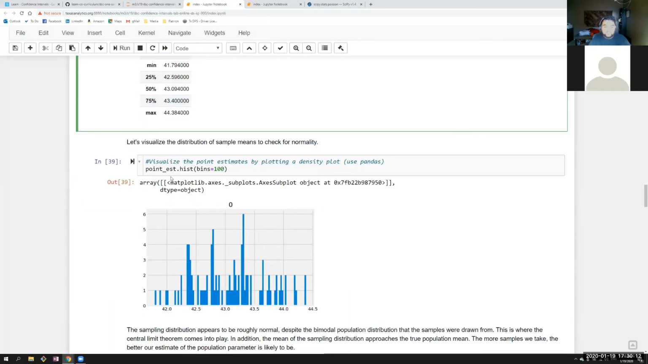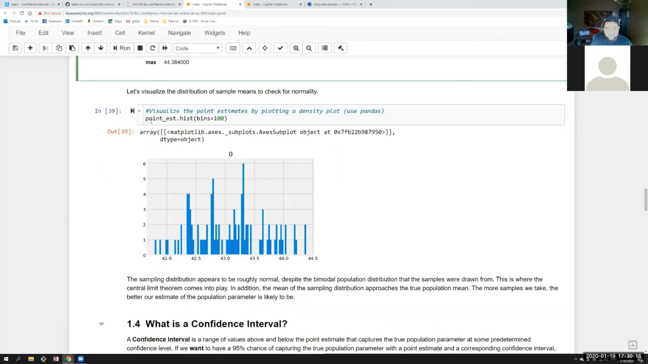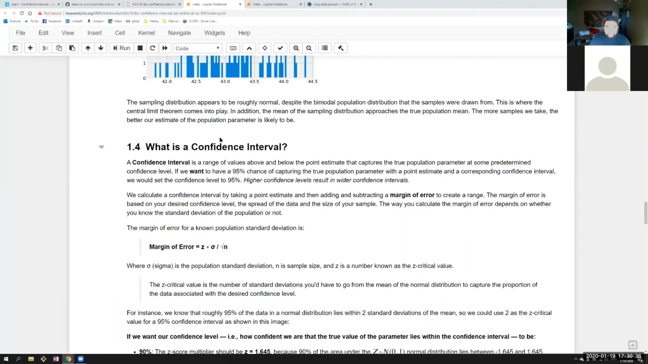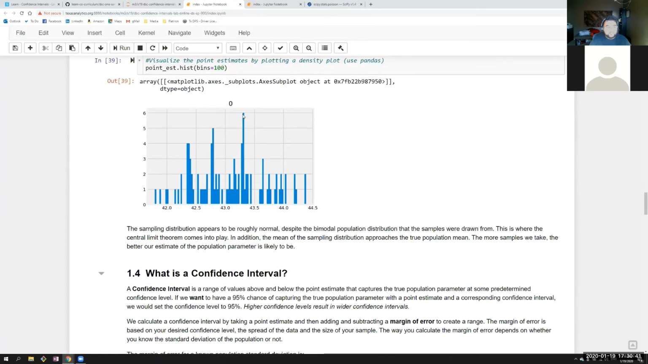All right. Let's visualize the distribution of sample means to check for normality. Okay, we're going to do point_estimates.hist, bins equal to 100. Yep, so we're just going to plot those out, and we see that it kind of does have a normal distribution. That doesn't look very normal. It kind of does. I think that this has to do with either I messed up, or it might be just because it's fractional values or something. But I don't know.